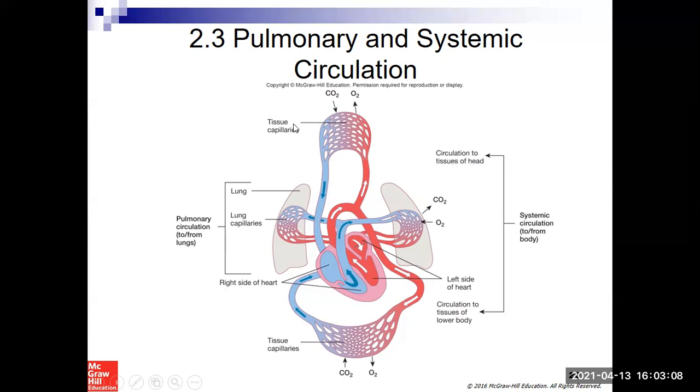All right, we have tissues and capillaries here where we make that exchange, CO2 for O2, as well as here in the lower part as well. We make an exchange. CO2 is in the deoxygenated, it picks up oxygen. And so therefore it's now oxygenated blood.